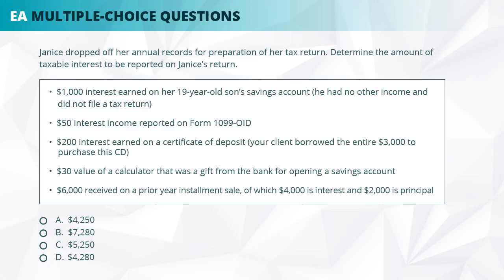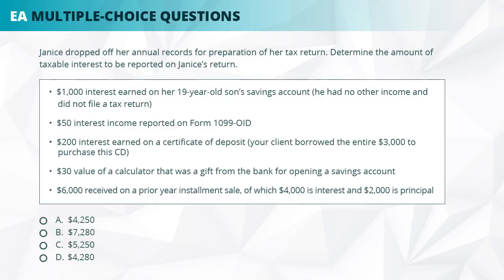$50 interest income reported on Form 1099 OID. $200 interest earned on a certificate of deposit. Your client borrowed the entire $3,000 to purchase this CD. $30 value of a calculator that was a gift from the bank for opening a savings account. $6,000 received in a prior year installment sale, of which $4,000 is interest and $2,000 is principal.